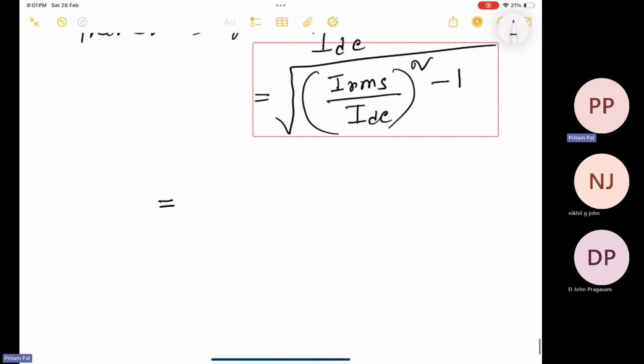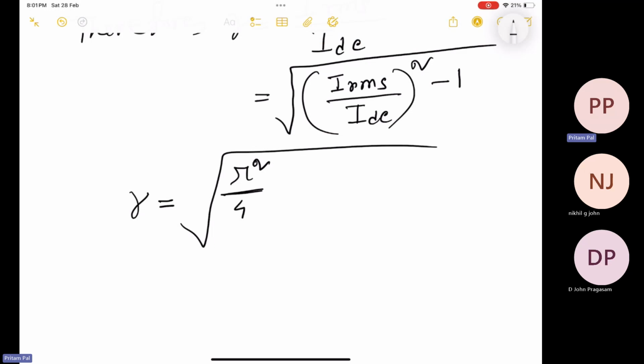So what will be the ripple factor? It will be pi square by 4, because that is I naught pi by 2, so it's minus 1. So the ripple factor becomes 1.21.